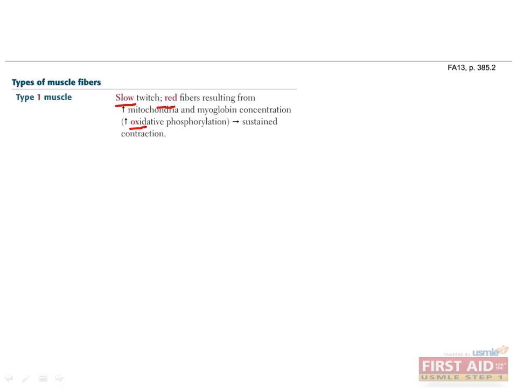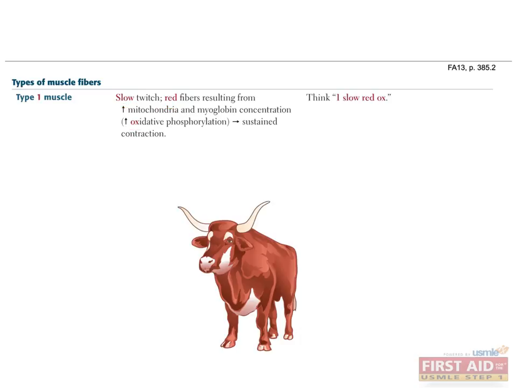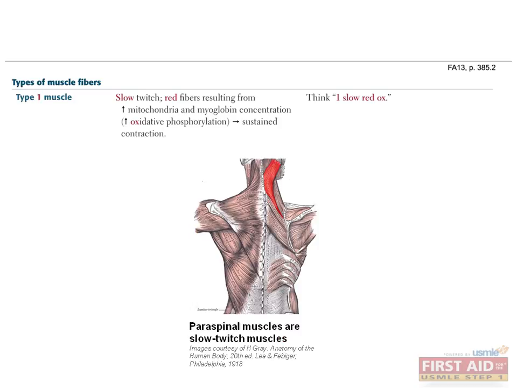Exactly, glycolysis. As you'll remember from the biochem chapter, it's much less efficient and requires a significantly higher amount of glucose input per ATP versus oxphos. Remember, think one slow red ox. One good example of slow twitch muscles are the paraspinal muscles, which have to work consistently for long periods of time to hold the body in position.